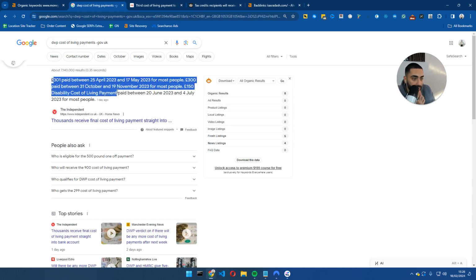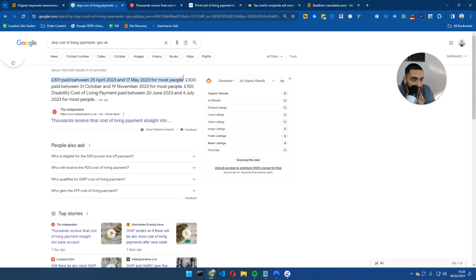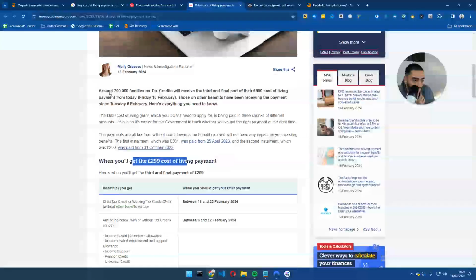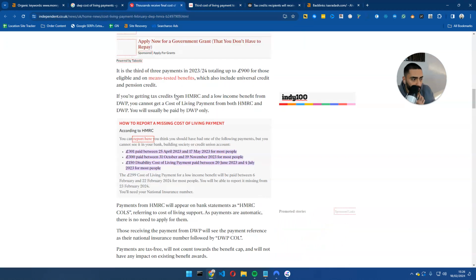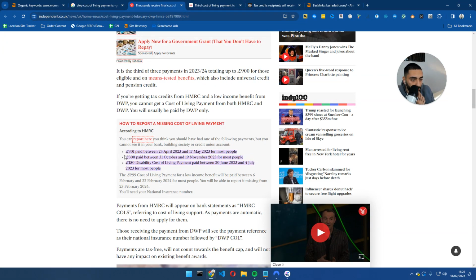So then we've got the Independent, and again, one thing that is very, very clear is they've actually got the dates. So if we take a look here, from today, February 16th. So one thing that I would be looking to do if I was these guys is I would have the full date, like what these have done.